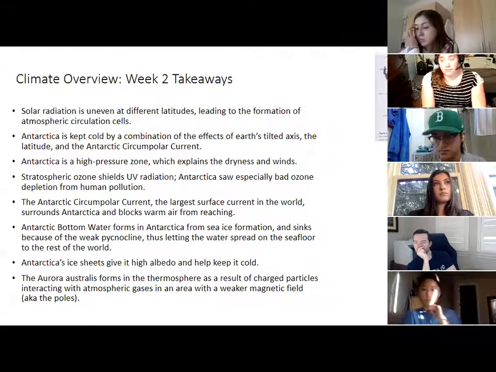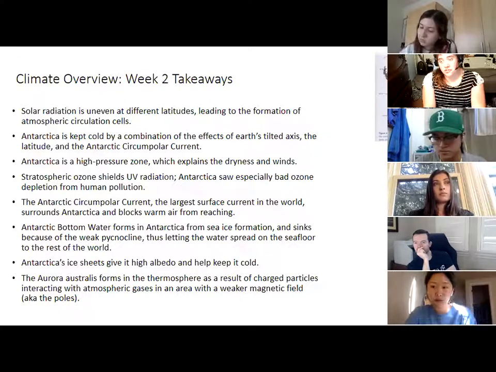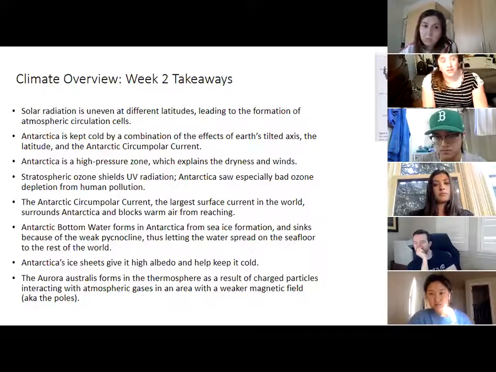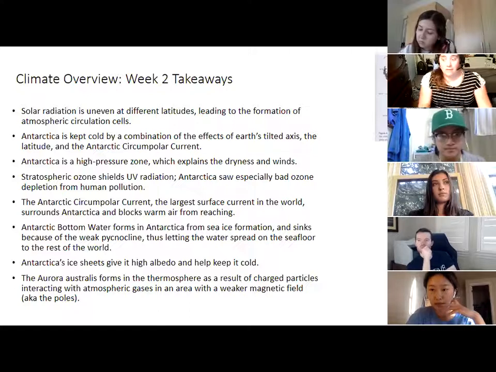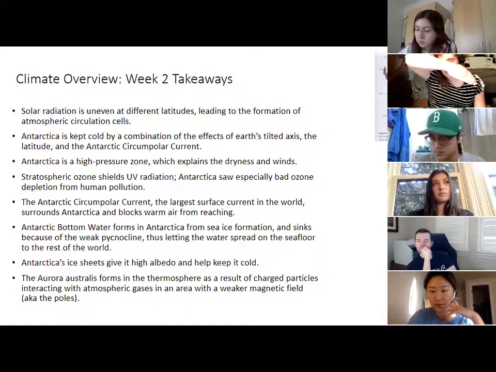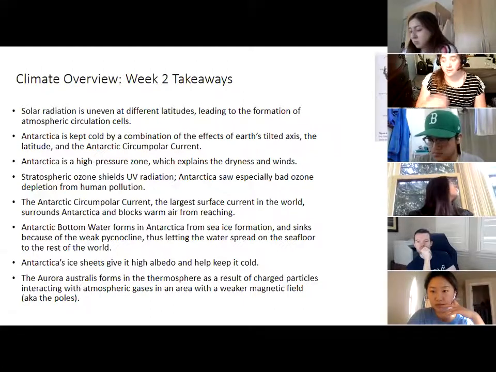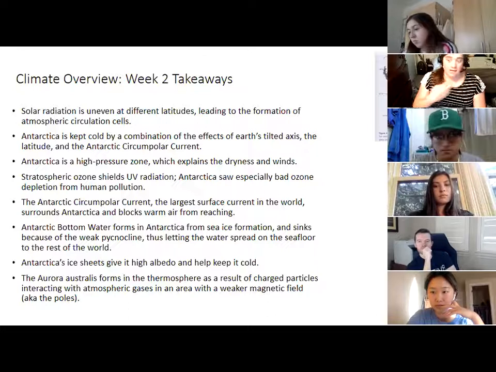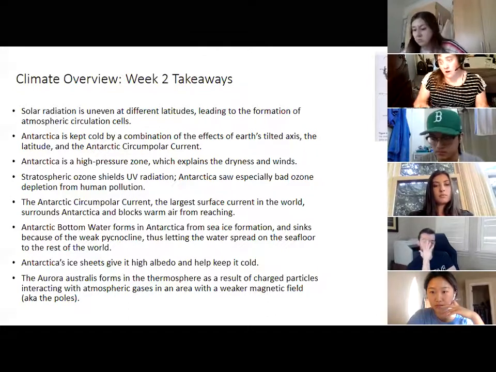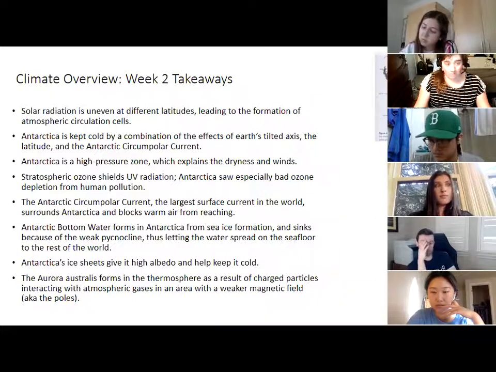So the latitudes are actually one thing that keep Antarctica cold, because there's not very much solar radiation. Not much solar radiation gets to Antarctica, essentially. It's also kept cold by the fact that for a good chunk of the year, the axis tilts it out of the sunlight, and then the Antarctic circumpolar current isolates it from warm ocean water. So if that were not the case, Antarctica would probably be about as cold as the Arctic. Cold, but not quite as miserably cold as it is now.